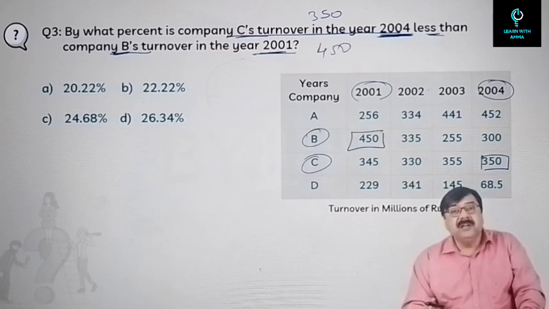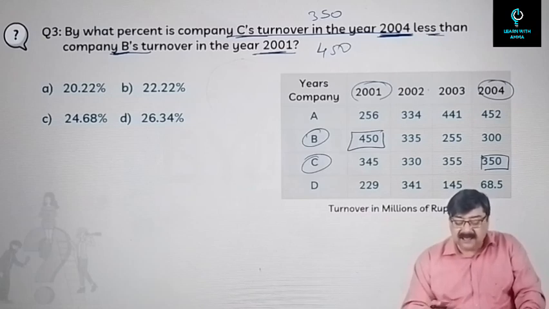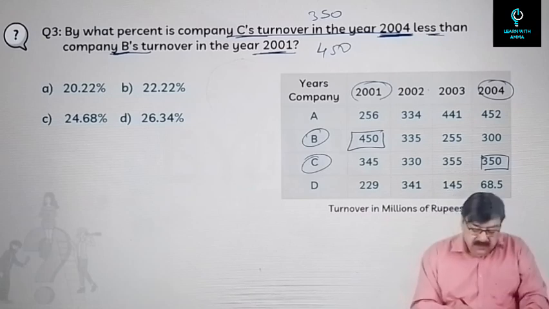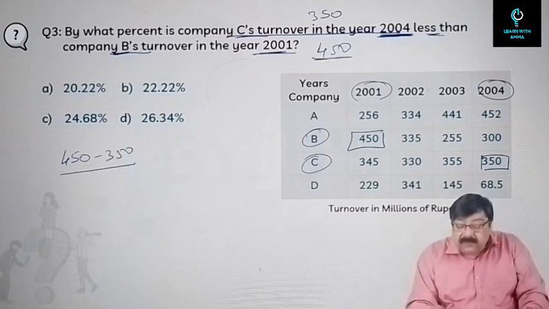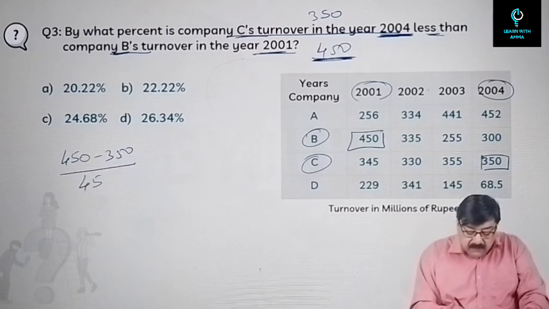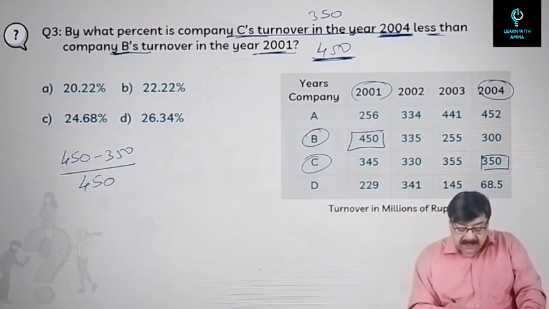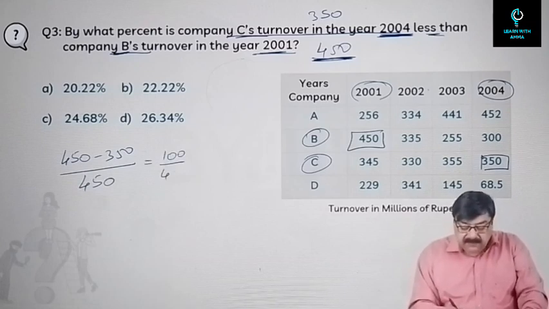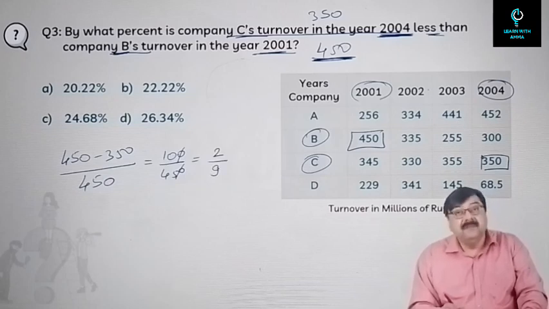Now the question gets reduced to the form that by what percent is 350 less than 450? That's it. So 450 minus 350 than 450. So hence the figure 450 comes into the denominator. So this becomes 100 by 450. Zeros cancel. So 5 2s are 10, 5 9s are 45.